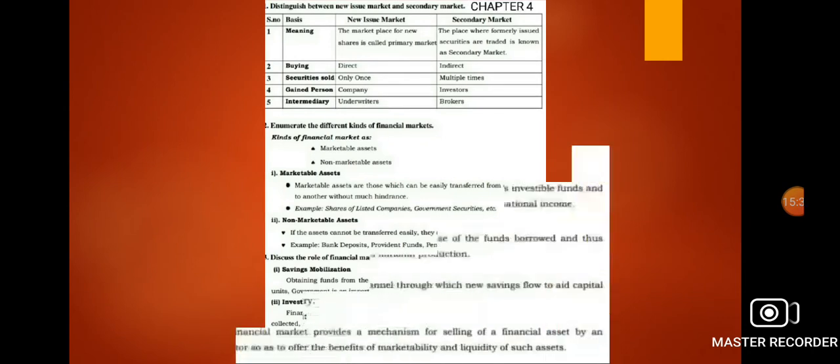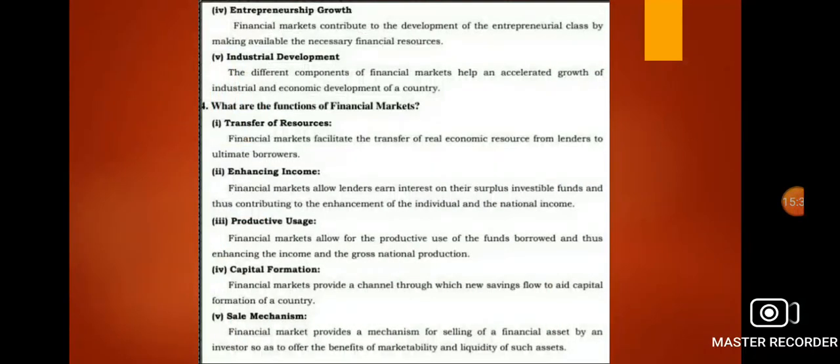The next one, entrepreneurship growth. Financial markets contribute to the development of the entrepreneurial class by making available the necessary financial resources. The industrial development. The different components of financial markets help an accelerated growth of industrial and economic development of a country and thus contribute to raising the standard of living and the society's well-being.